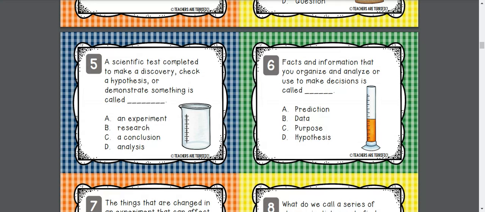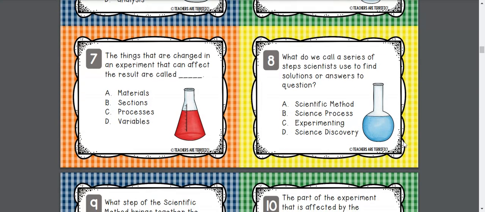Number 6, facts and information that you organize and analyze or use to make decisions is called what? So facts that you know and information that you organize and analyze or use to make decisions is called what? A, a prediction, B, data, C, a purpose, or D, hypothesis. Facts and information that you organize and analyze in order to make your decision is D, hypothesis. Your hypothesis. That's how you form your hypothesis.